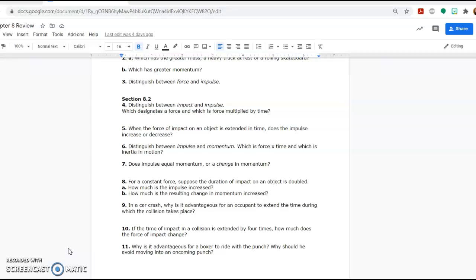How much is the resulting change in momentum increased? Well, it's going to be increased by double, or 2.